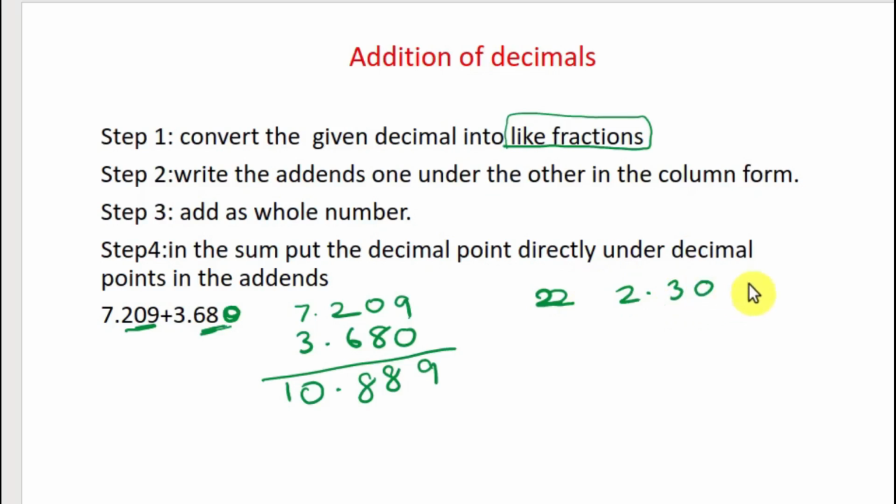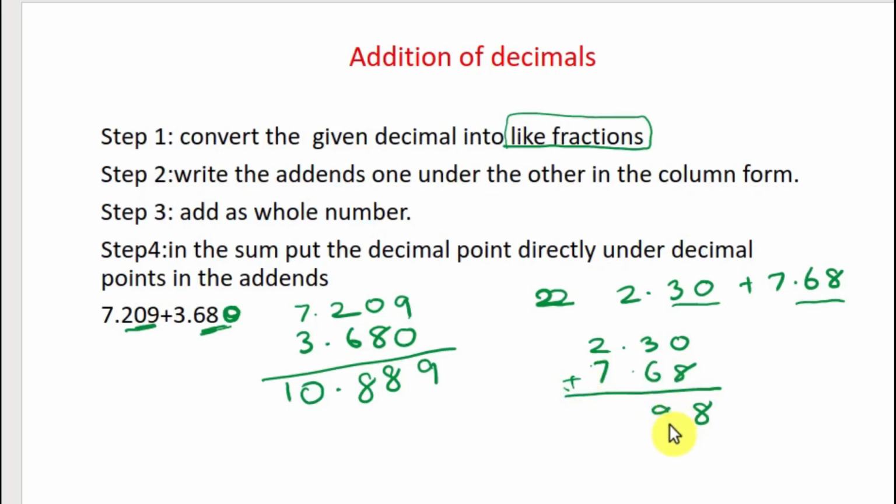2.30 plus 7.68. Here 2 decimal places, here 2 decimal places. So I am writing the addends one by one in the column form. After that, normal addition: 8, 9. So the decimal point directly: here point, here also point. So 9.98. Addition of decimals.